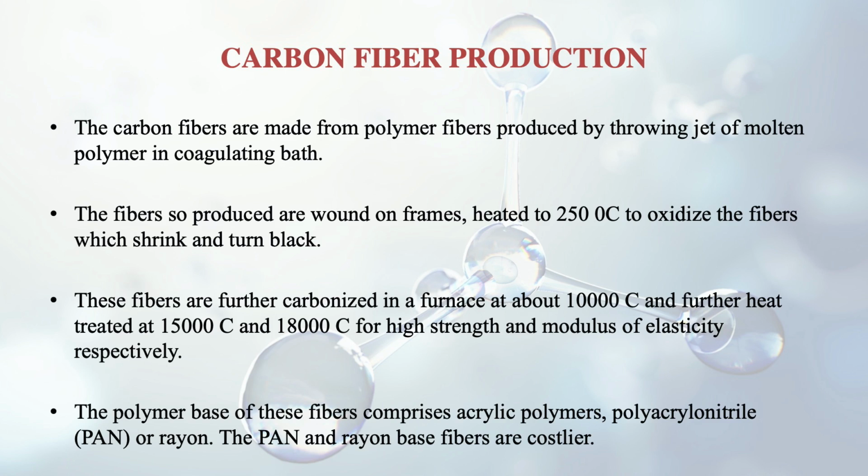So for high strength, heat treatment is done up to 1500 degrees centigrade. For modulus of elasticity increase, the heat treatment is done up to 1800 degrees centigrade. The polymer base of these fibers comprises acrylic polymers, polyacrylonitrile, PAN, or rayon. The PAN and rayon based fibers are costly. Rayon you must have heard of, sometimes we are using it in the class also.